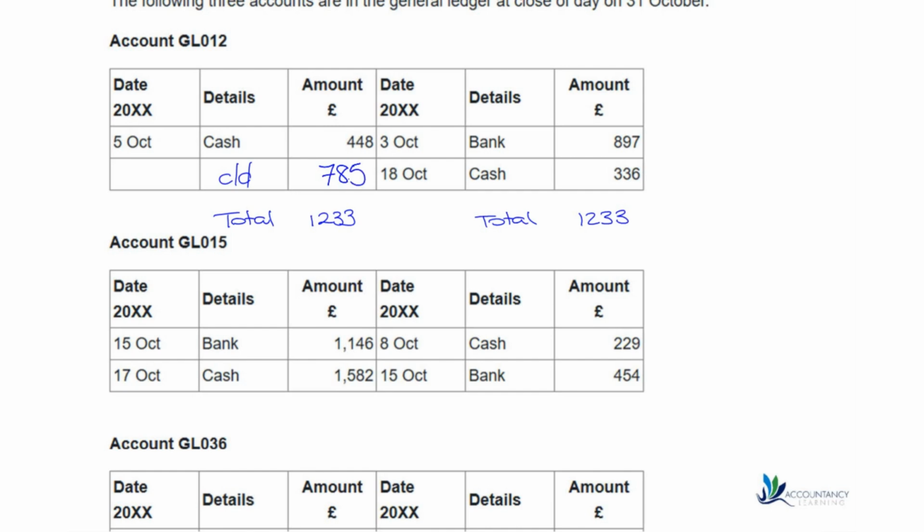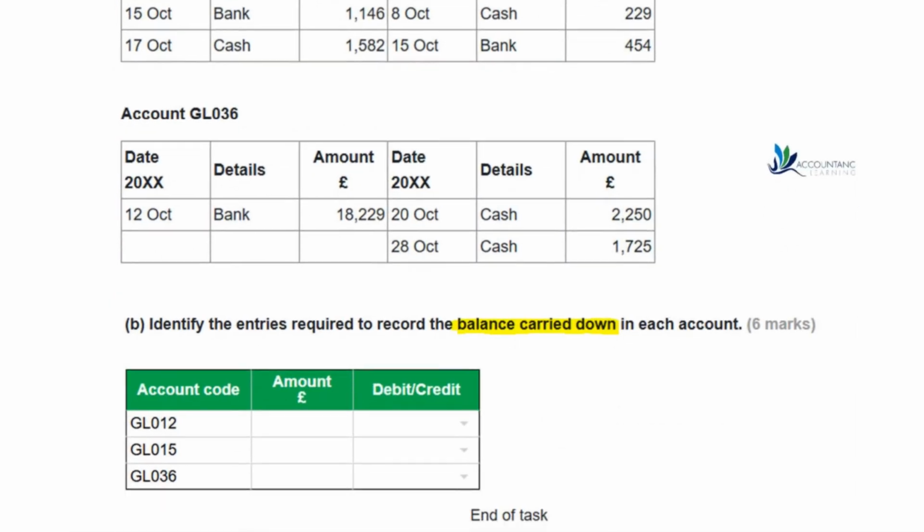785. So we can put that in, 785, and that was on the debit side.